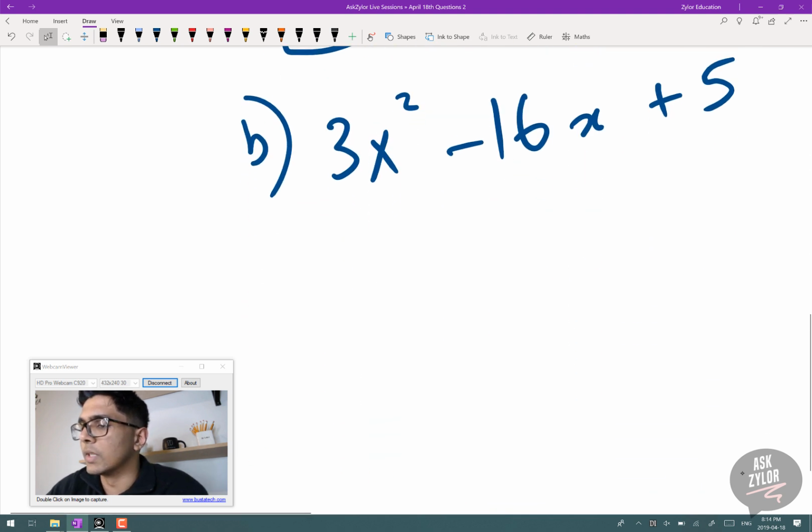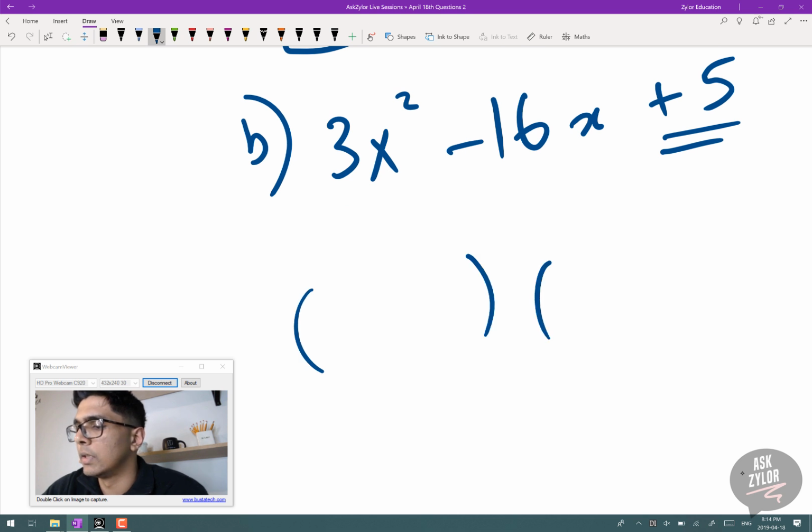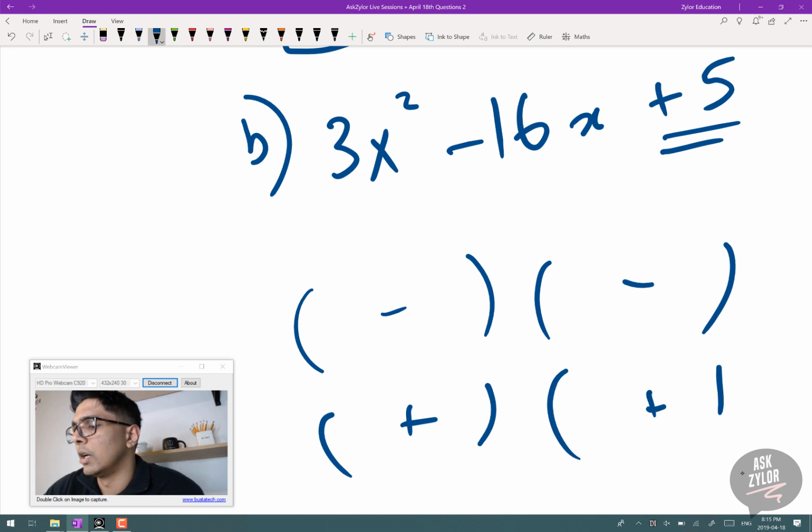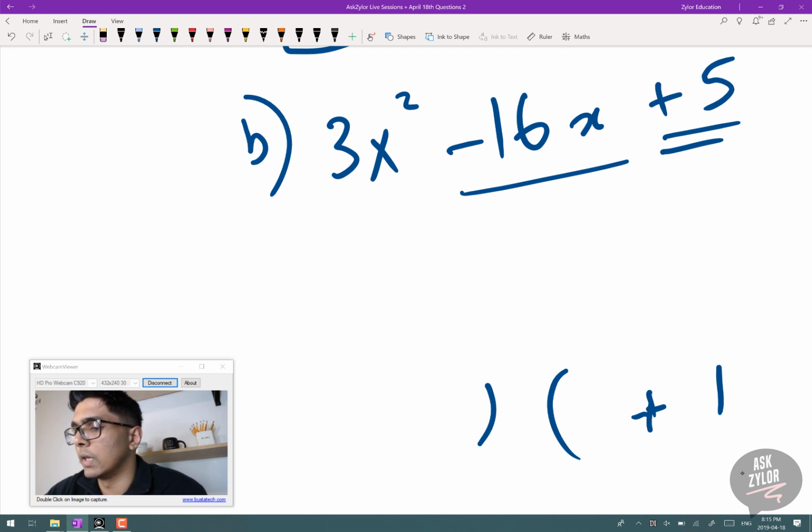Okay, so this plus 5 is interesting because it's telling me that the two signs inside my factors should both be negative or should both be positive, right? But I know it's negative because the two numbers that add up is giving me a negative number, so I know the two signs inside my brackets have to be negative.